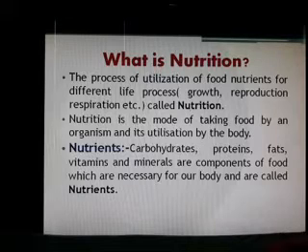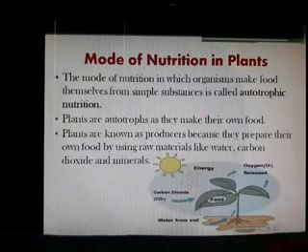Okay, now we will start what is nutrition. Nutrition is the process through which organisms use food nutrients for their growth, development and other life processes. There are two types of nutrition. One is autotrophic nutrition and another is heterotrophic nutrition. Autotrophic nutrition means the mode of nutrition in which plants make their own food, and heterotrophic nutrition is one in which organisms are dependent on other plants and animals to fulfill their food needs.